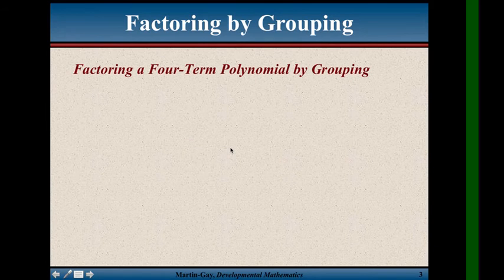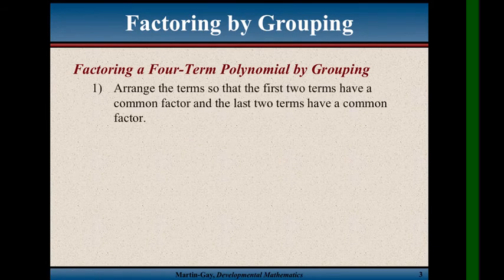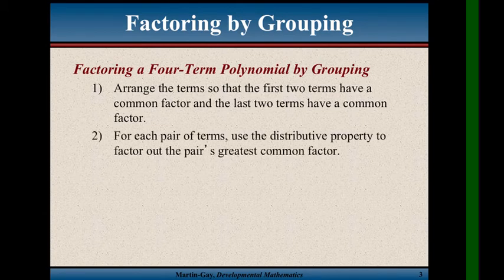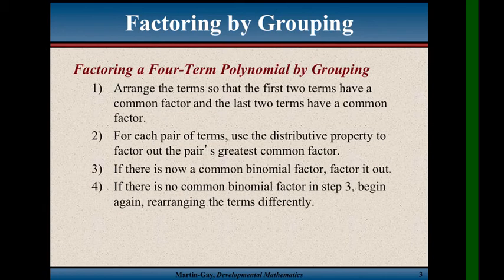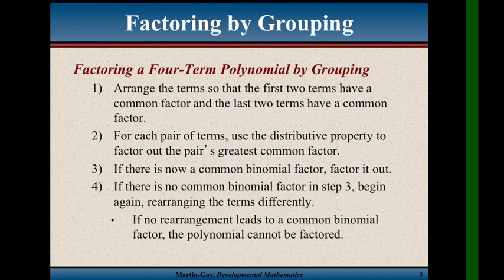Factoring a four-term polynomial by grouping. Arrange the terms so that the first two terms have common factors and the last two terms have common factors. For each pair of terms, use the distributive property to factor out the pair's greatest common factor. If there is now a common binomial factor, factor it out. If there is no common binomial factor in step 3, begin again, rearranging the terms differently. If no rearrangement leads to a common binomial factor, the polynomial cannot be factored.